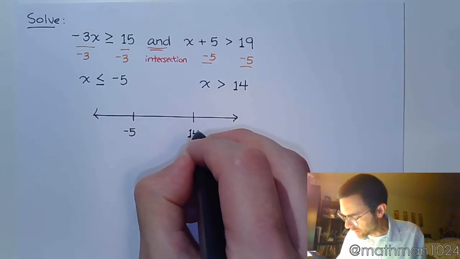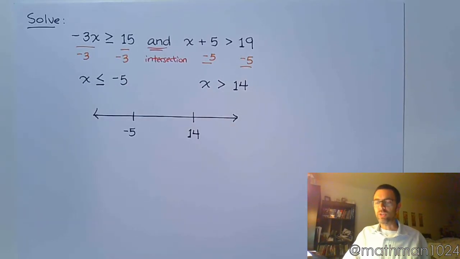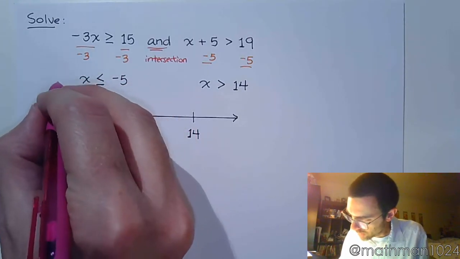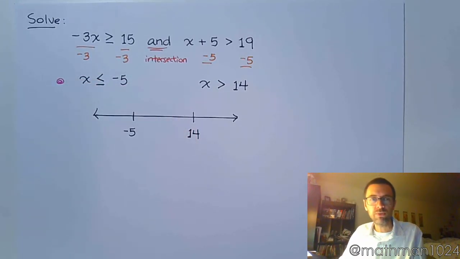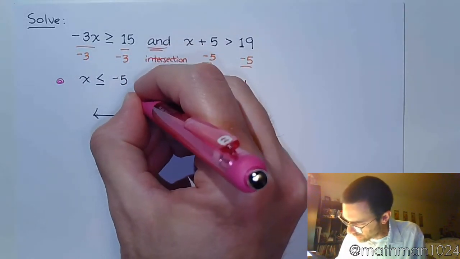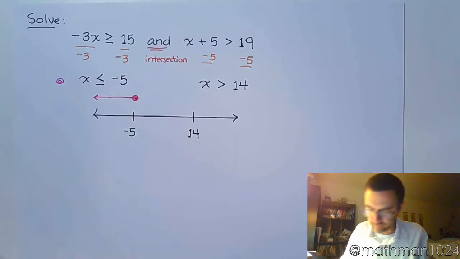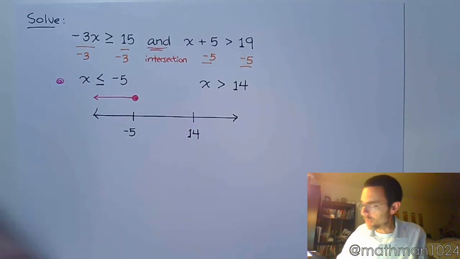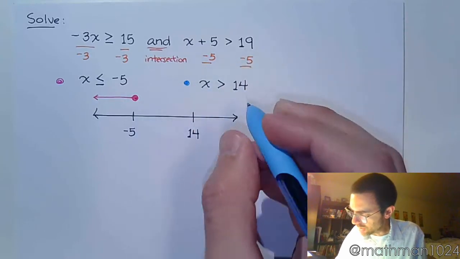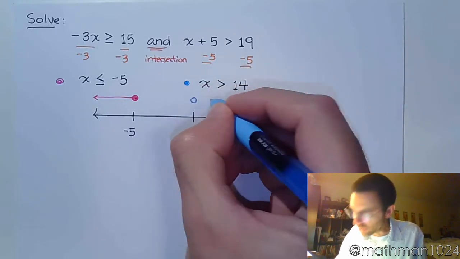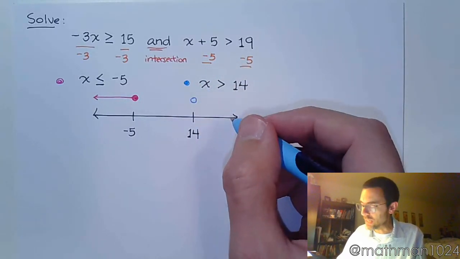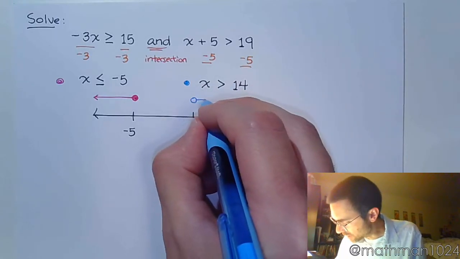When we talked about doing intersection before, we said how we would mark off these values on the number line, and on top of the number line we would just graph each of these guys so we could see where their solution sets are. So let's do pink for this guy, less than or equal to -5. So that's including -5 and going to the left. And then I'm going to do blue for this guy. He is greater, so he's going to be open circle at 14. X is greater, so that's going to the right.